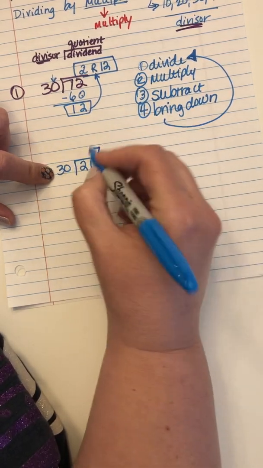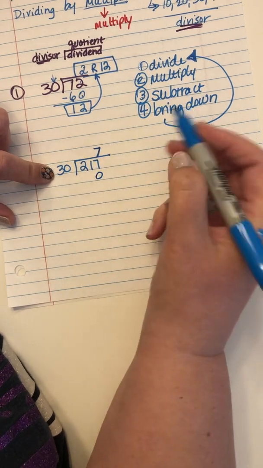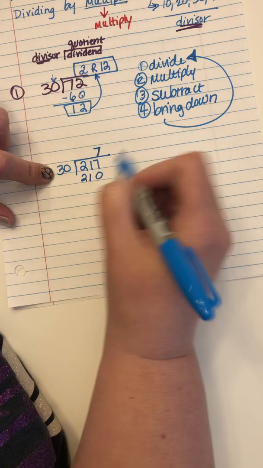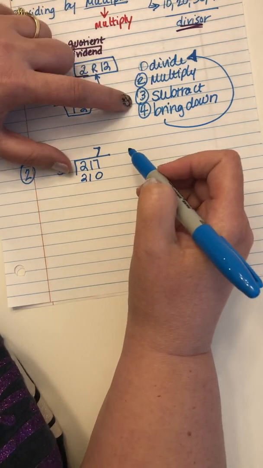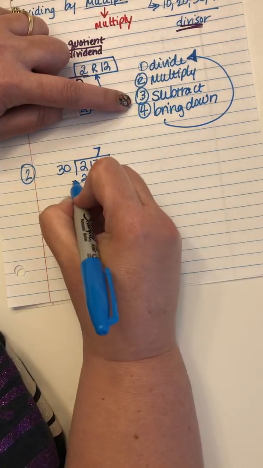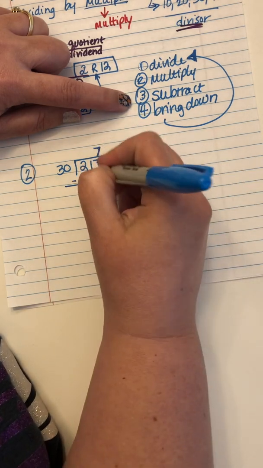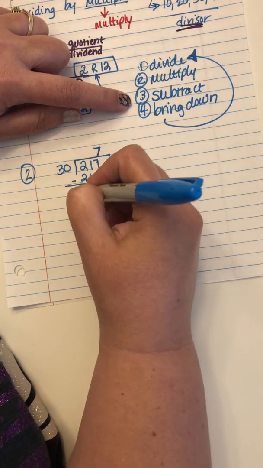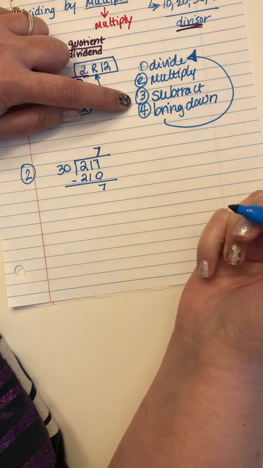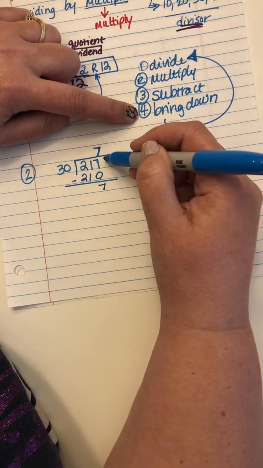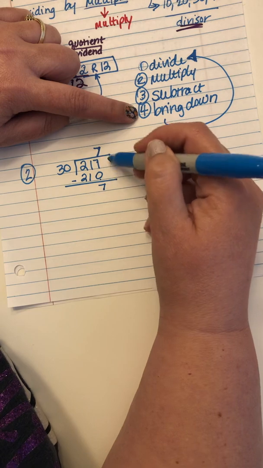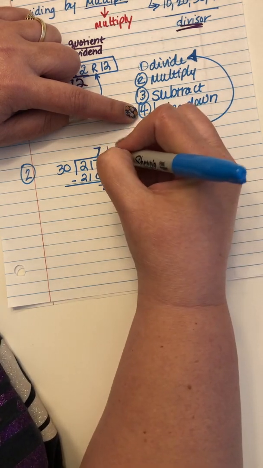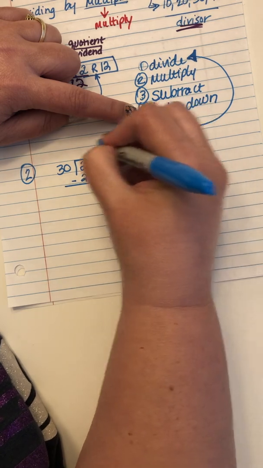So 7 times 0 is 0. And 7 times 3 I know is 21. And so I've divided, I've multiplied. My next step is to subtract. 7 minus 0 is 7. 1 minus 1 is 0. 2 minus 2 is 0. So I don't have to write those down. My next step is bring down. I don't have any digits that I can bring down, so I am done. And my remainder will be 7.